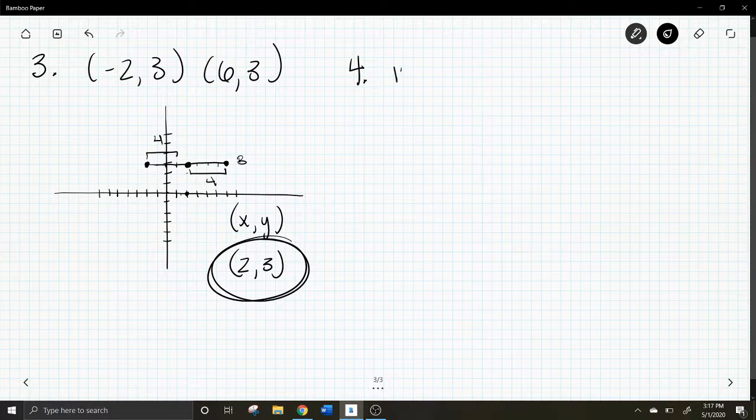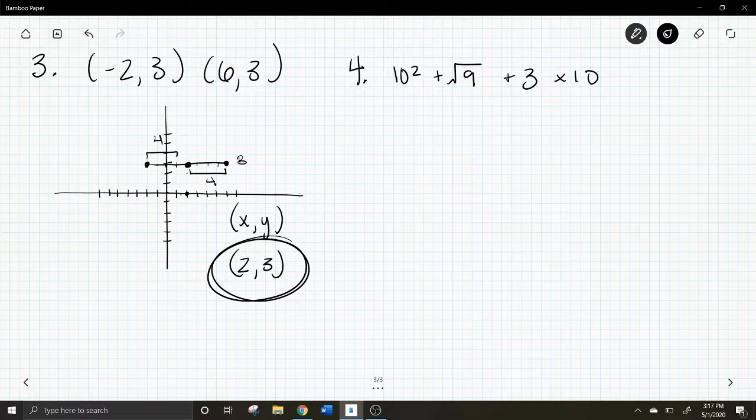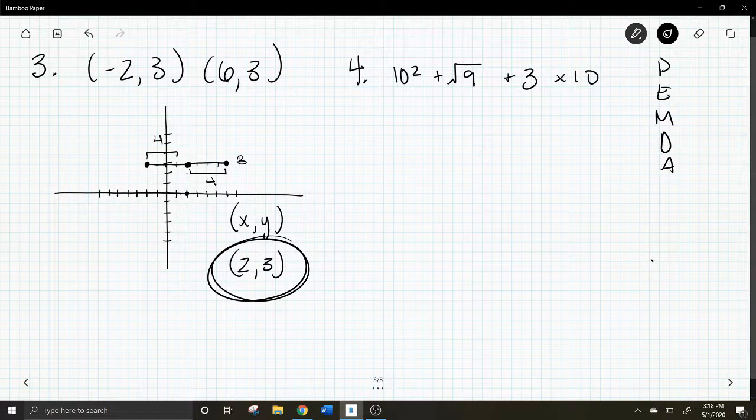Number 4, simplify. So we have 10 squared plus the square root of 9 plus 3 times 10. So of course here we've got a lot of different operations. We need to follow the order of operations. So remember that. If you ever forget it, just write it down on the side of your paper. So parentheses, exponents, multiplication and division as they occur from left to right, and addition and subtraction.